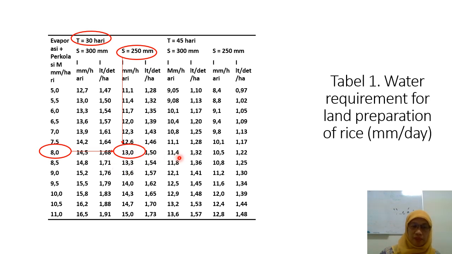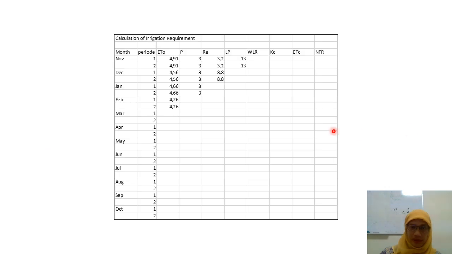We retype the number 13 into our spreadsheet, the calculation sheet here. We put 13 twice because the duration of land preparation is 30 days. It means the whole of November is for land preparation. Each of them is 13 millimeter per day.